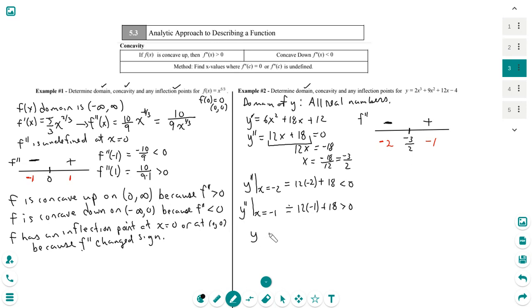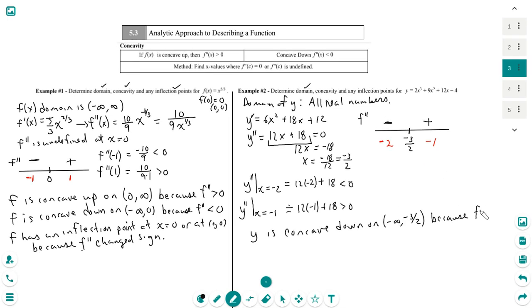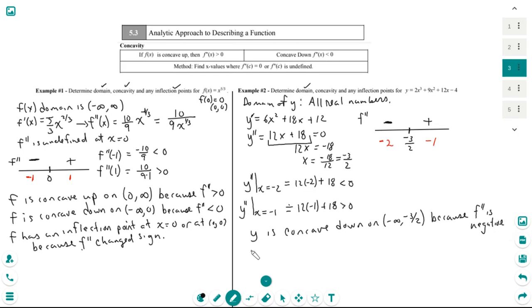So y is concave down on the interval. Remember, this is an interval. So that's from -infinity to -3/2. Then I say y is concave down on -infinity to -3/2 because f double prime is less than 0, or f double prime is negative. You can say it in many different ways. It just has to be coherent.